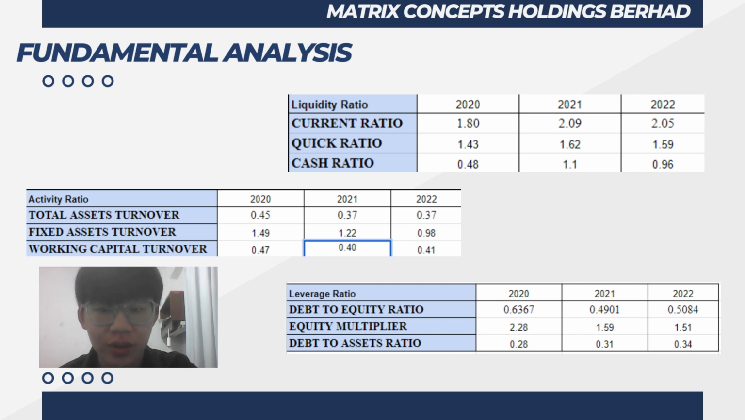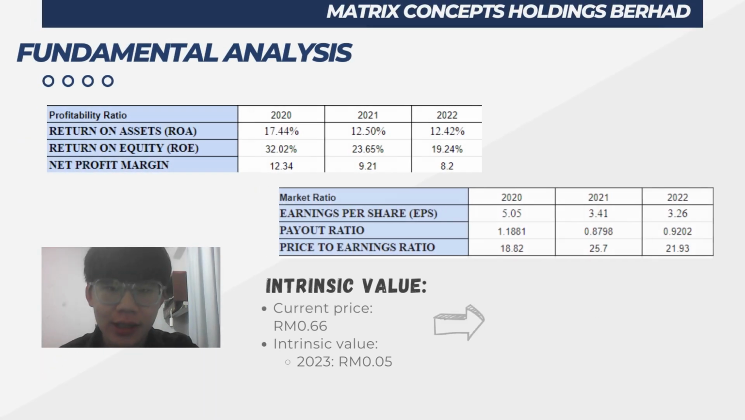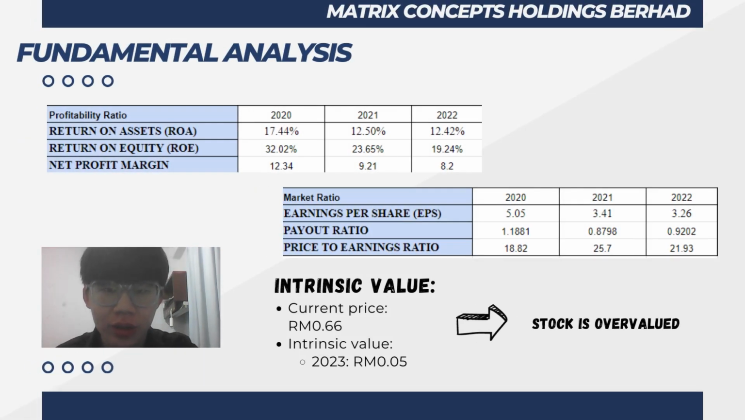And the last, we found that the leverage ratio is the higher in 2020, debt to equity ratio is 0.64, equity multiplier is 2.28, and the debt to asset ratio is 2.34. Then next, for the profitability ratio, we found that return on asset, the higher is 2021, it is 12.15%. And the next return on equity ROE, the highest is 2020, it is 32.2%.